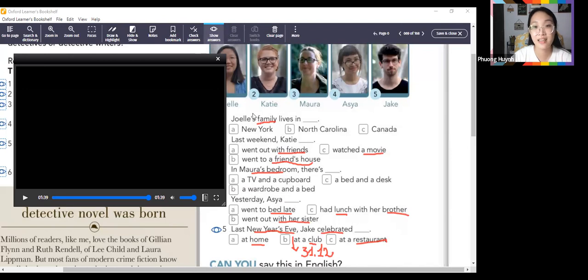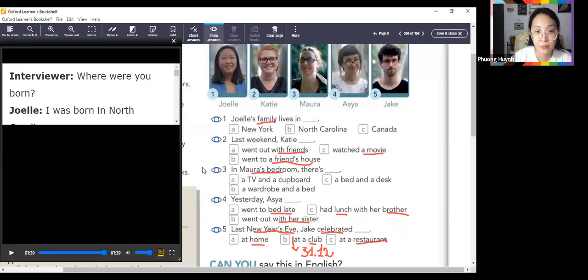Rồi, so now let's see together. So I will try to turn on the script. Rồi cô sẽ mở cái script ở đây luôn các bạn.